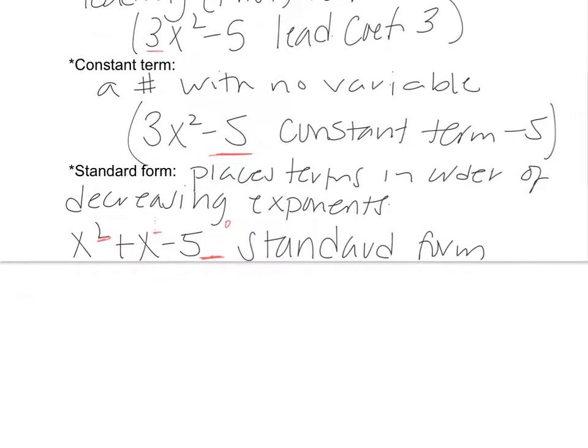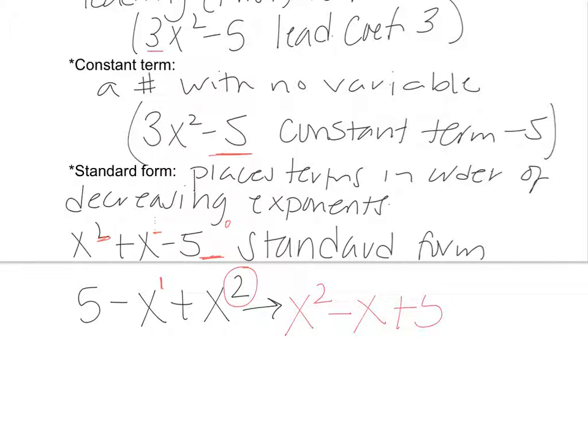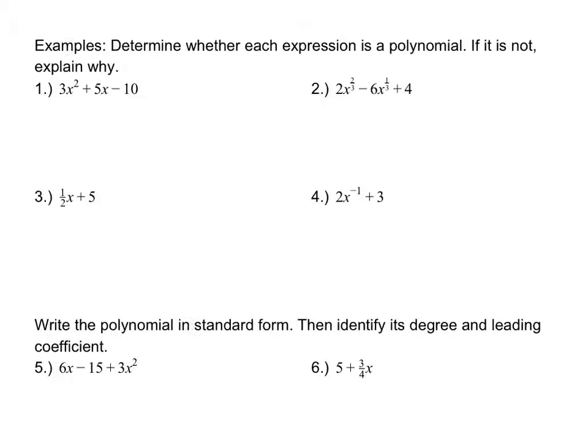So if I have a polynomial that's not in standard form, let's say 5 minus x plus x squared, and I want to rewrite it in its standard form, I'm going to find my biggest exponent, in this case the 2. And then I'm going to decrease my exponents. So this x has an exponent of 1. I'm going to go ahead and include that next. And then finally the constant term, or the number, excuse me, that's by itself. Okay, so that was standard form.